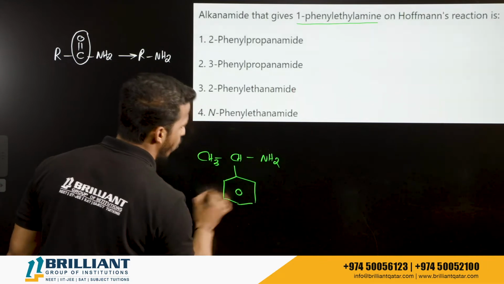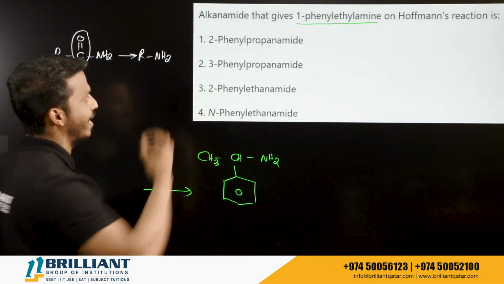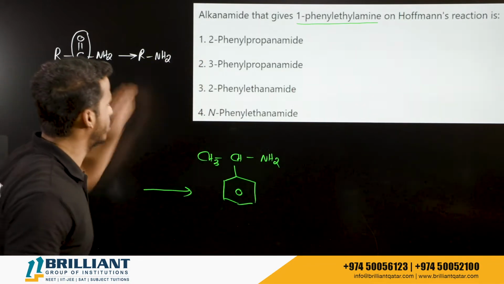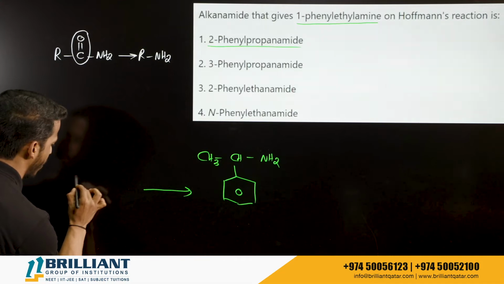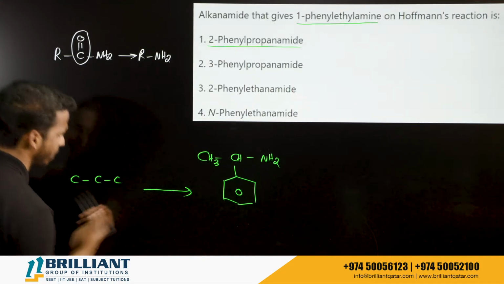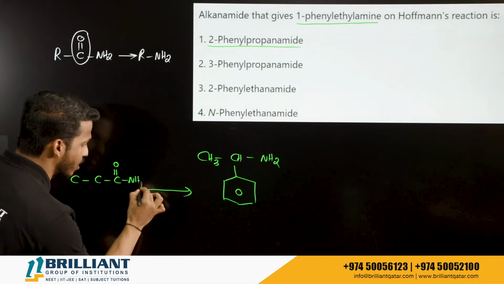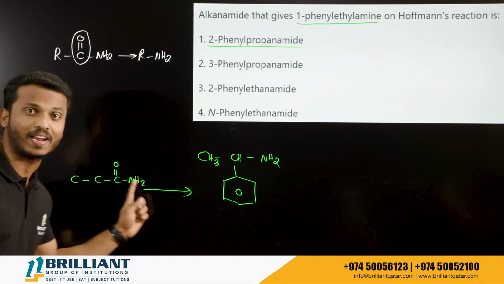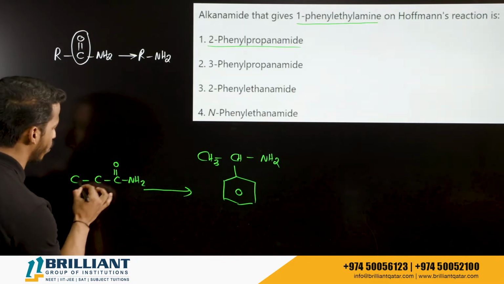Dear all of you, if you want to prepare this amine, which amide can be used? That is the question. Let's start with the first one, 2-phenylpropanamide. What is propanamide? Propanamide means there are a total of 3 carbons, with CONH2, the amide. So this is number 1, number 2, number 3.